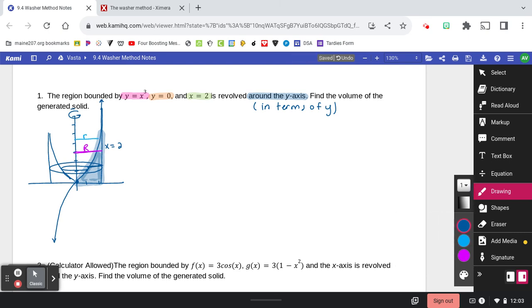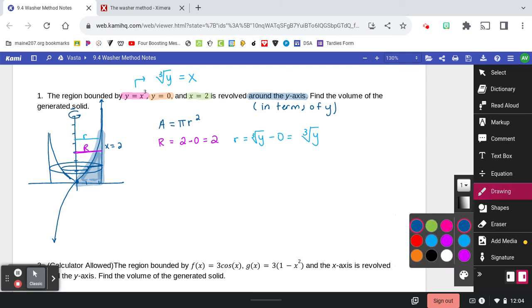Now my area for a circle is still pi r squared. We should always start by writing down our area formula. Big R is the distance between 2 and 0. So I'm doing right minus left, so 2 minus 0, which is just 2. And little r is the distance between y equals x cubed and 0. However, I need this to be in terms of y, so I'm going to cube root both sides in order to get x by itself. So little r is going to be the cube root of y minus 0, which is just the cube root of y.